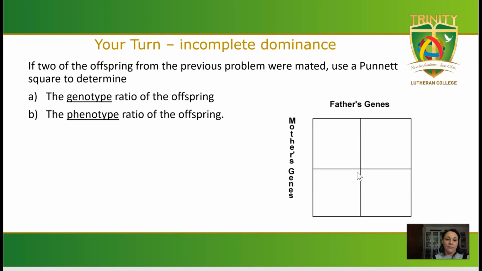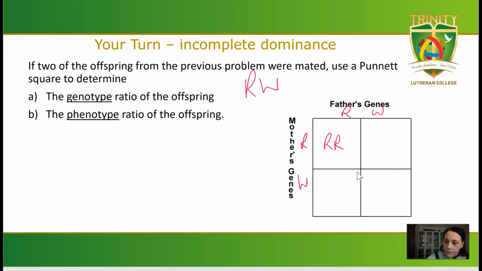Let's do it together. If two of the offspring from the previous problem were mated, so I've got R, big W. Use a Punnett square to determine the genotype ratio and the phenotype ratio. So let's put big R, big W, big R, big W. I have two heterozygous offspring that are now becoming the parents. So this offspring would get a big R from father and a big R from mother. So this flower is going to be red.